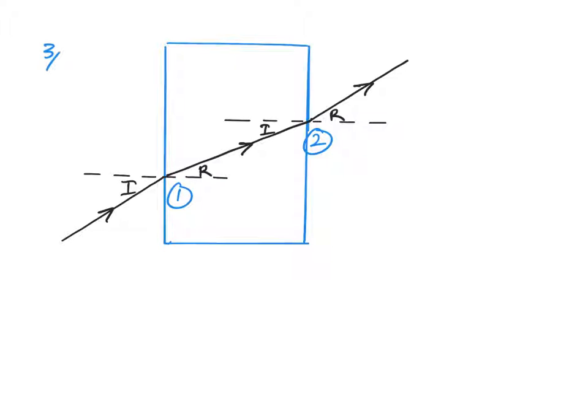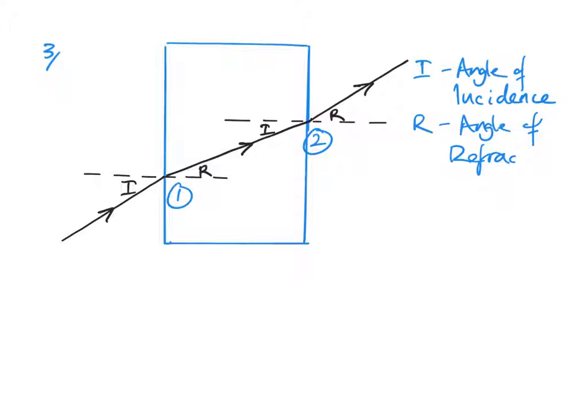We'll define the abbreviations that we've been using. Capital I stands for angle of incidence. An easy way to remember that is the angle it goes in at each surface. And capital R is the angle of refraction, the angle it refracts at.